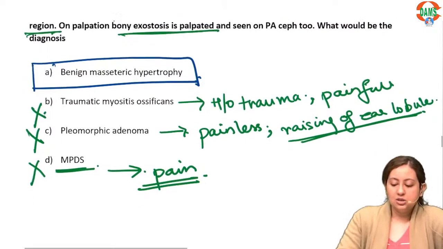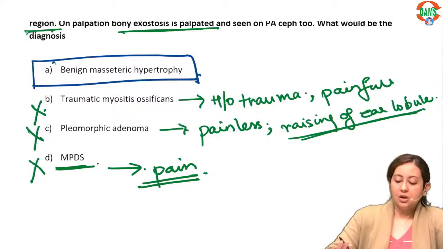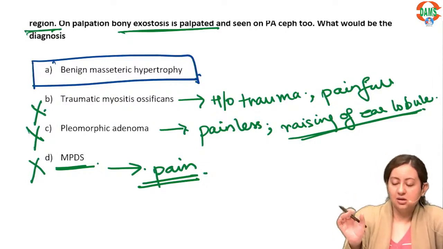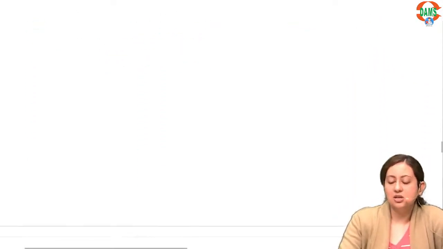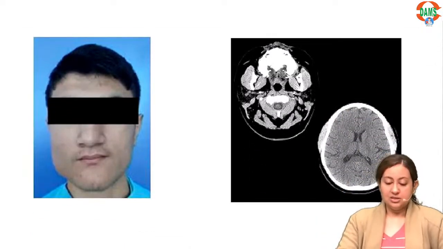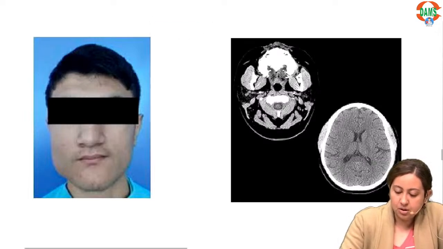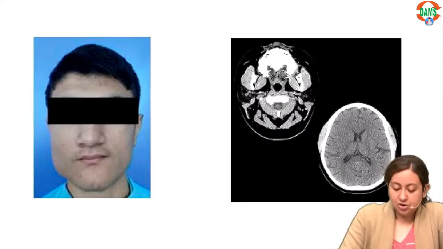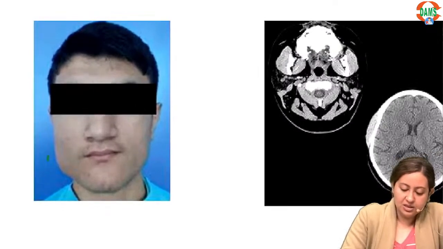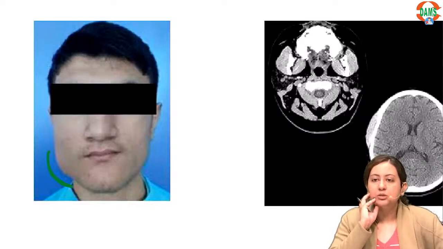Now, I will not go into the details of benign masseteric hypertrophy. I'll just tell you the clinical picture and its radiographic presentation. I have a few images with me, so I want you all to concentrate here. If you see this picture, on the right side of the patient, he's having a proper bulge in the masseter region.